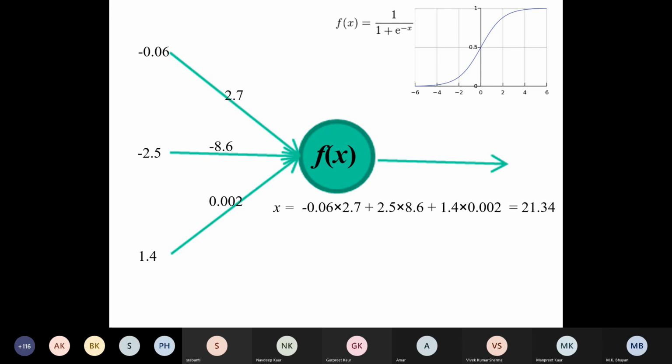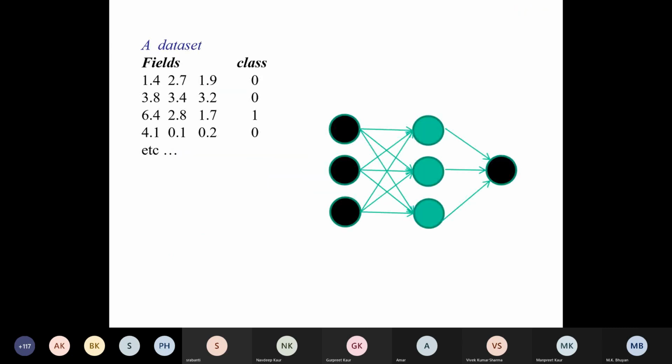After this, I am considering the second input. Suppose the second input is 6.4, 2.8, 1.7, and corresponding to this, I am getting the actual output 0.9. And what is the desired output? The desired output is 1. So the error is minus 0.1. That error is back propagated to the input to change the weights of the artificial neural network. So like this, we have to do the training. That is the supervised training.